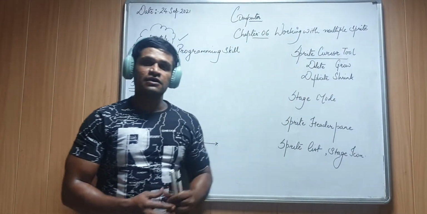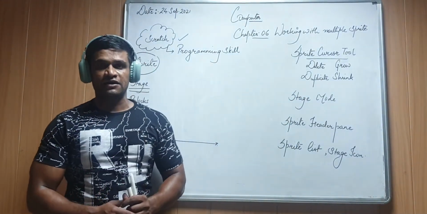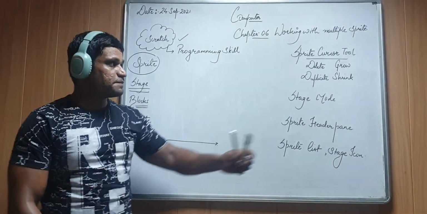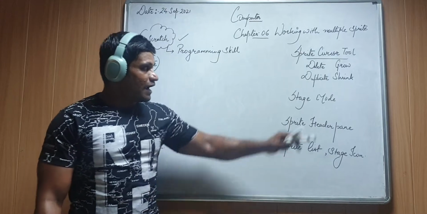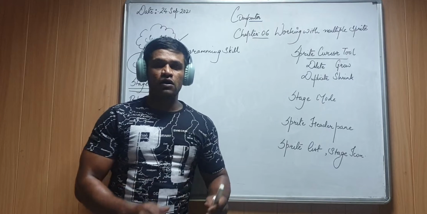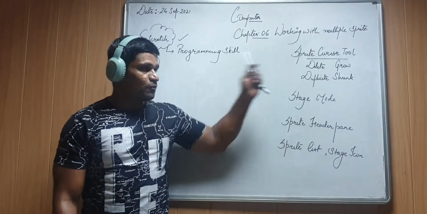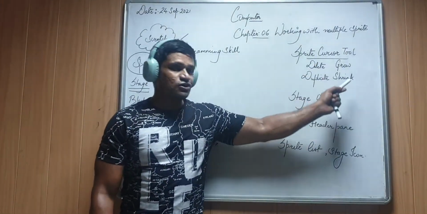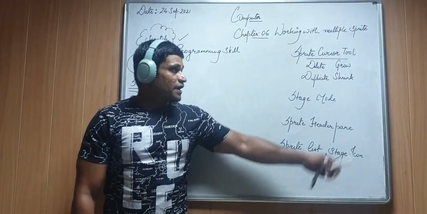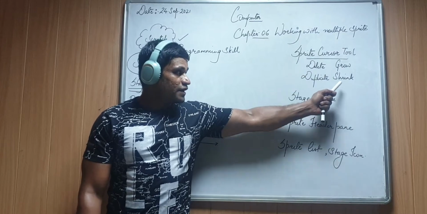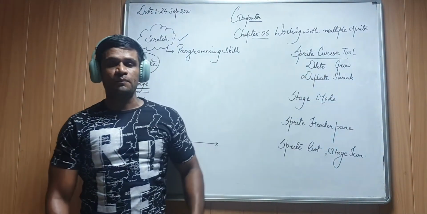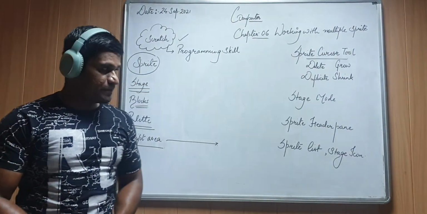Similarly, delete is used to delete the sprite. If you do not require a sprite, you can delete it by using the delete button. And duplicate means copy the sprite, creating one more of the same sprite. So the sprite cursor tool is related to the sprite. You can increase the size of the sprite, decrease its size, delete the sprite, and even copy the sprite.